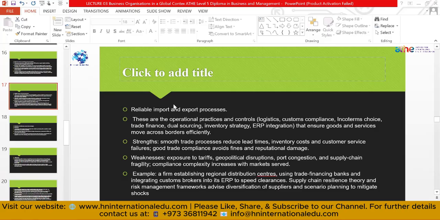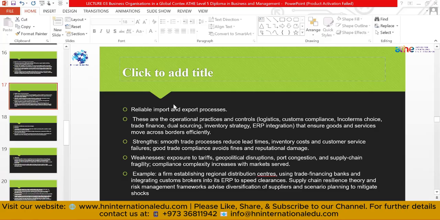Smooth trade processes reduce the lead times. That is, when things are already adjusted, they are already decided, things get really easy to make sure that the other person also agrees with you. It won't take a lot of time to discuss things and matters with them. Inventory cost and customer service failures, good faith compliance avoids fines and reputational damage. Definitely, when things are already decided, you won't be having issues in these things as well. If not, definitely it will cause an issue.